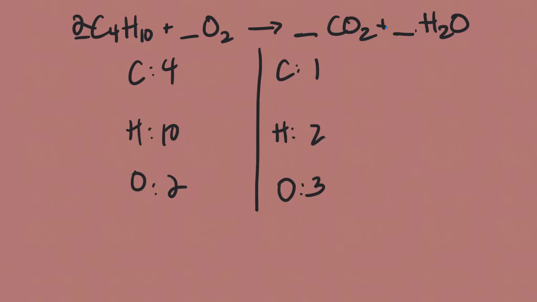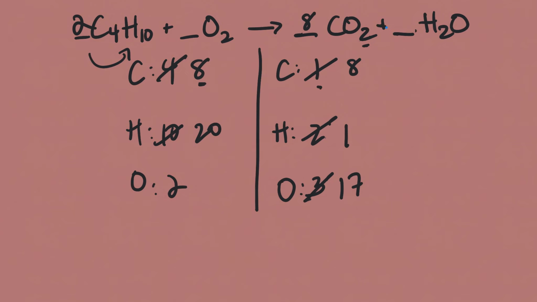So by putting a 2 here, I changed the number of carbons to 8. Okay, but I also changed the number of hydrogens, and now I have 20. If I go to the right side, the product side, I want these two to be exactly the same, so I will put an 8 here. By putting an 8 here, I have 8 carbons. Okay, now we need to see how many oxygens we have. Well, 8 times 2 is 16, plus this 1 over here, so then we got 17 oxygens.